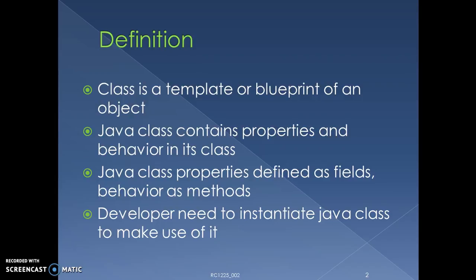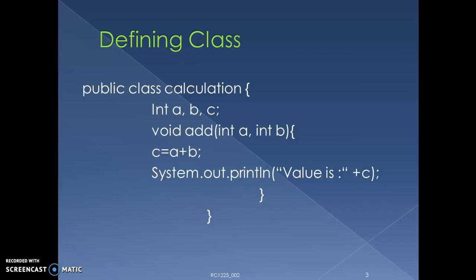And a developer needs to instantiate a Java class to make use of it. Once a particular class has been defined with the help of fields and methods, my blueprint is available here. But to make use of this class, you need to create an object. Converting a class into an object is technically called instantiation. When a class gets instantiated, you are going to see an object which is going to serve the user requests.